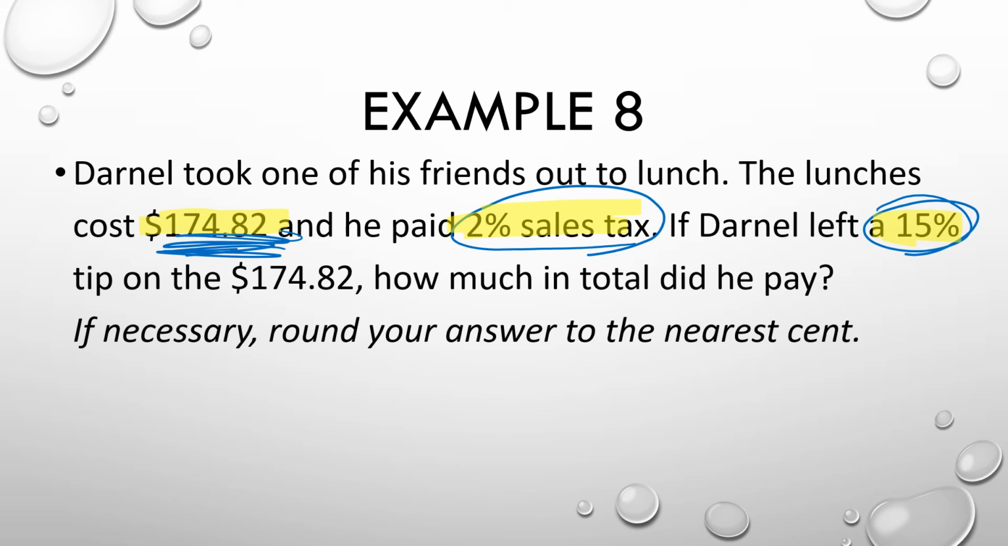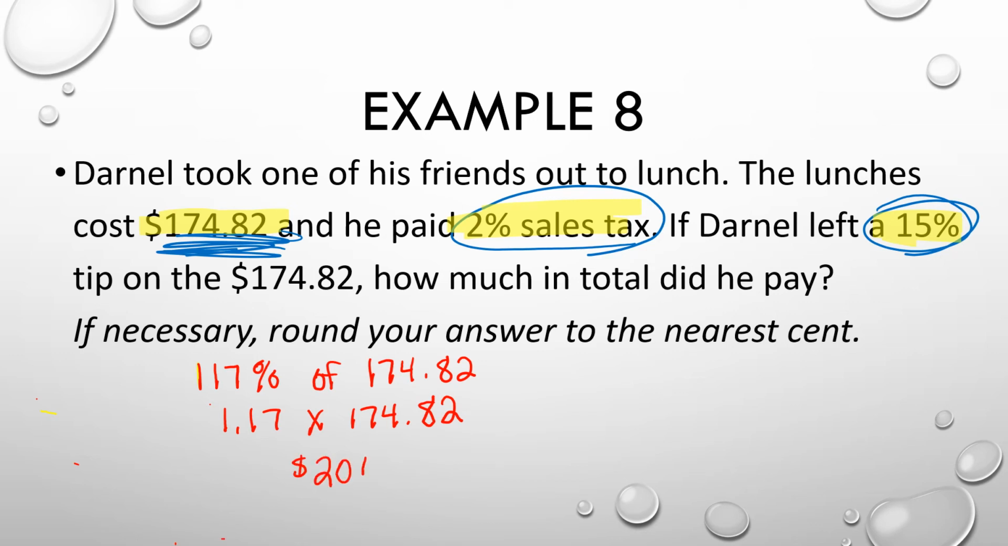So 100 plus 2 plus 15 means that I have to pay 117% of the 174.82. So that would be 1.17 multiplied by 174.82. And 1.17 times 174.82 is $204.54.